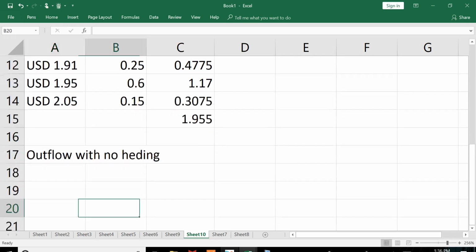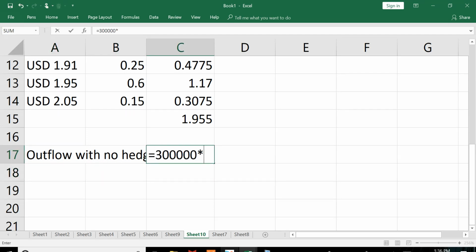What is the outflow with no hedging? 5 lakhs 86,500. Which is the best option? No hedging. Whatever gives the lowest one, that will be the final answer. So the company has to opt for the no hedging strategy considering their expectation. Whatever expectation they have given, based on that it makes sense not to hedge.